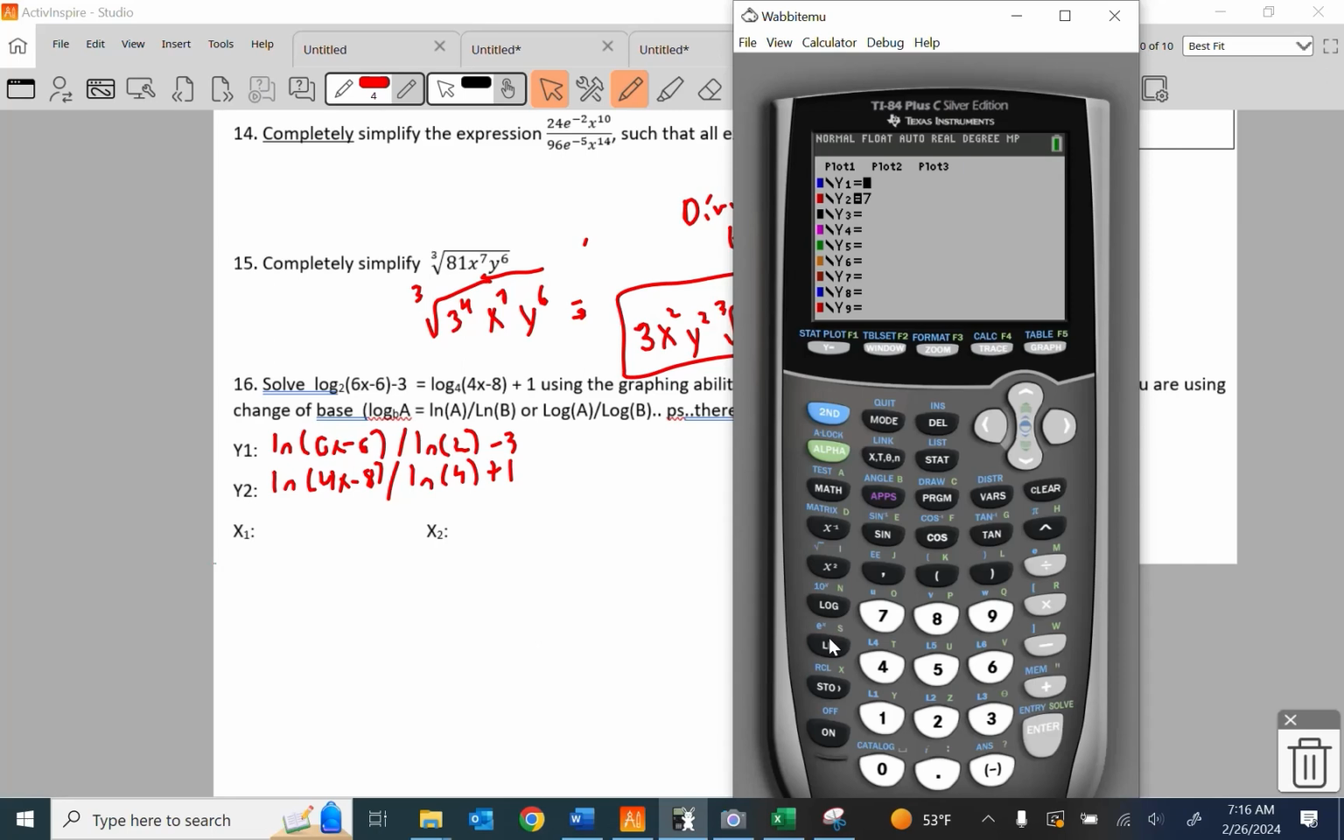So what have I got here? I got the ln of 6x minus 6, sitting pretty over the natural log of 2, and then minus 3. And in y2, I have the ln of 4x minus 8, sitting pretty over the ln of 4, and then plus a 1. And I do a zoom 6. And this one does have 2 answers. No one on your test will have 2 answers too. You're going to have to learn how to play with your windows sooner or later.